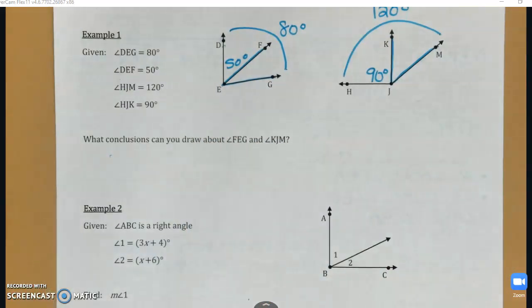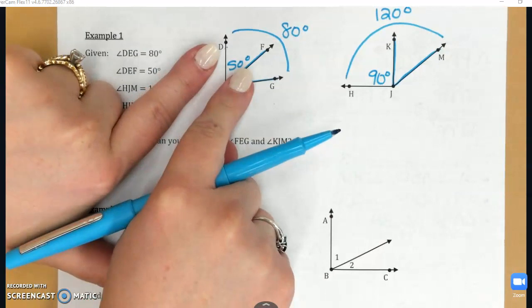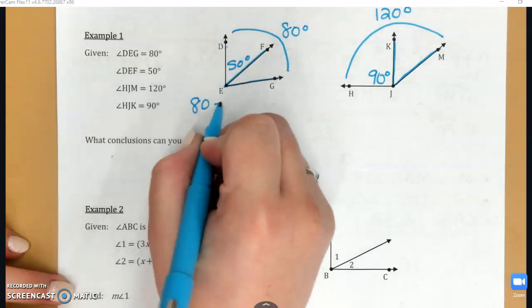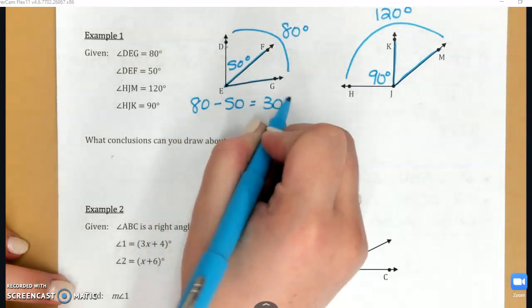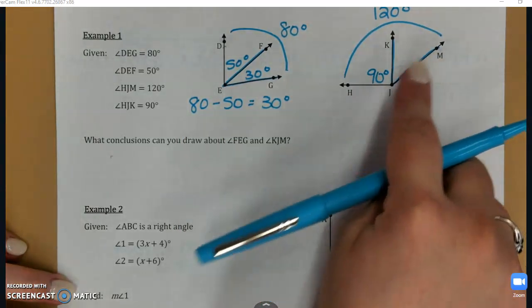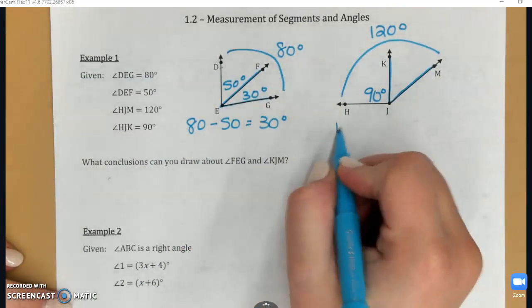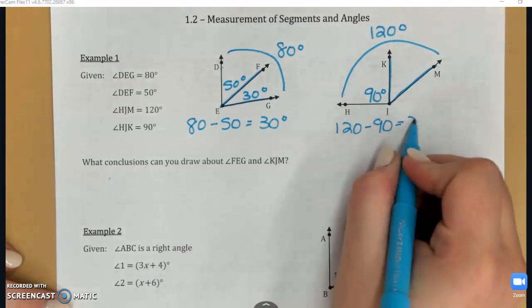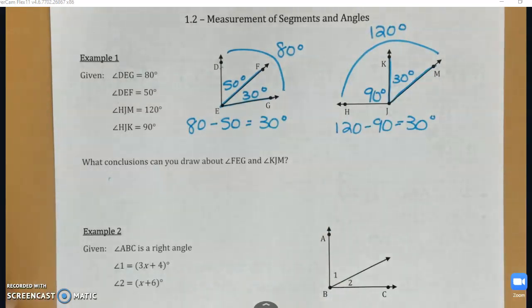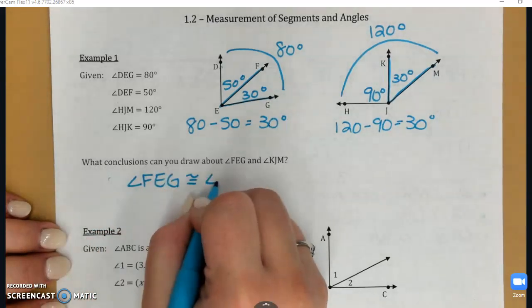Well, one thing I know I can figure out is what are those angle measures? Angle DEG is formed by DEF plus FEG. So that means if I subtract 50 from 80, I'm going to find that missing angle measure to be 30 degrees. Same thing over here. HJM is formed by HJK and KJM. So I can find that missing angle by subtracting 90 from 120. And would you look at that? It's also 30. So what does that mean? If both angles are 30, then that means that they are congruent because they have the same measure.